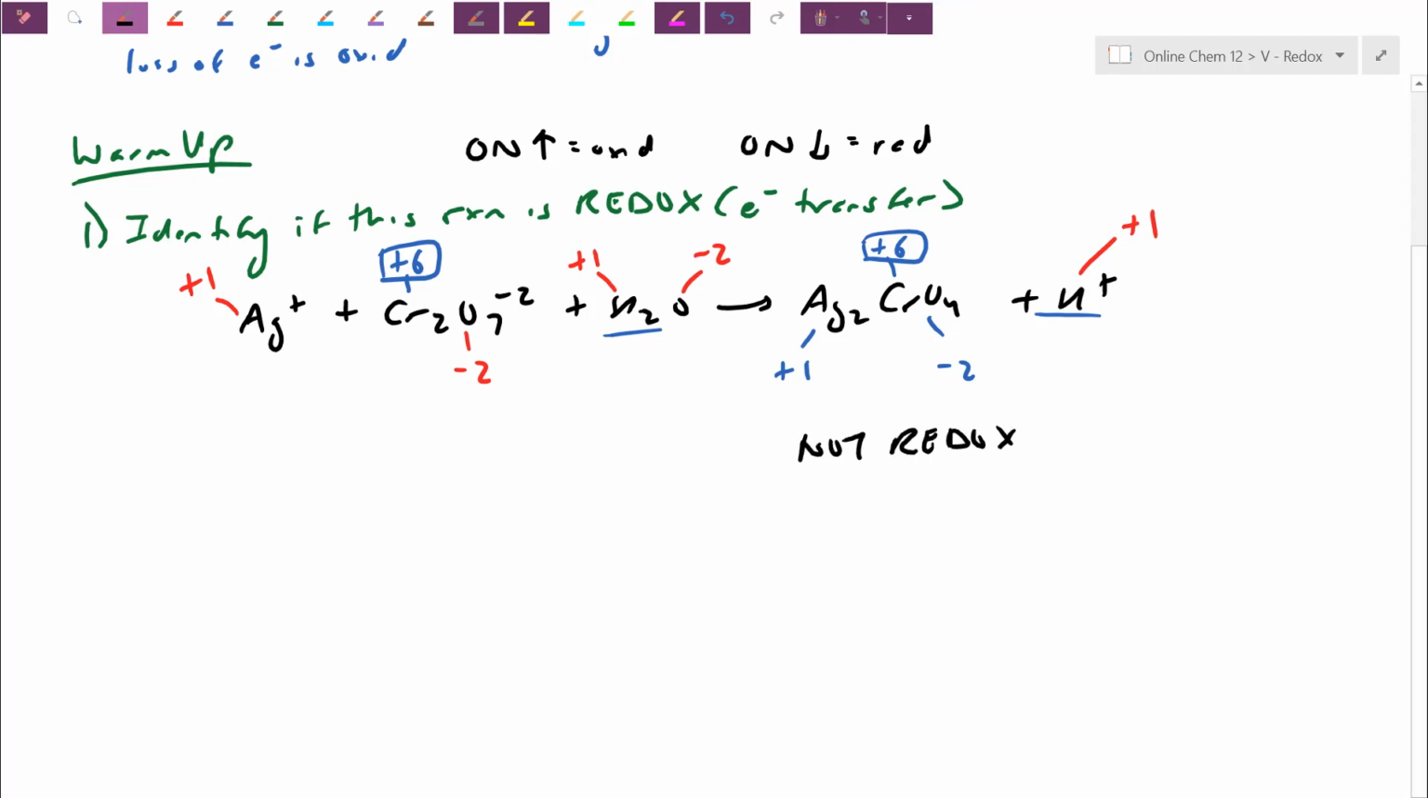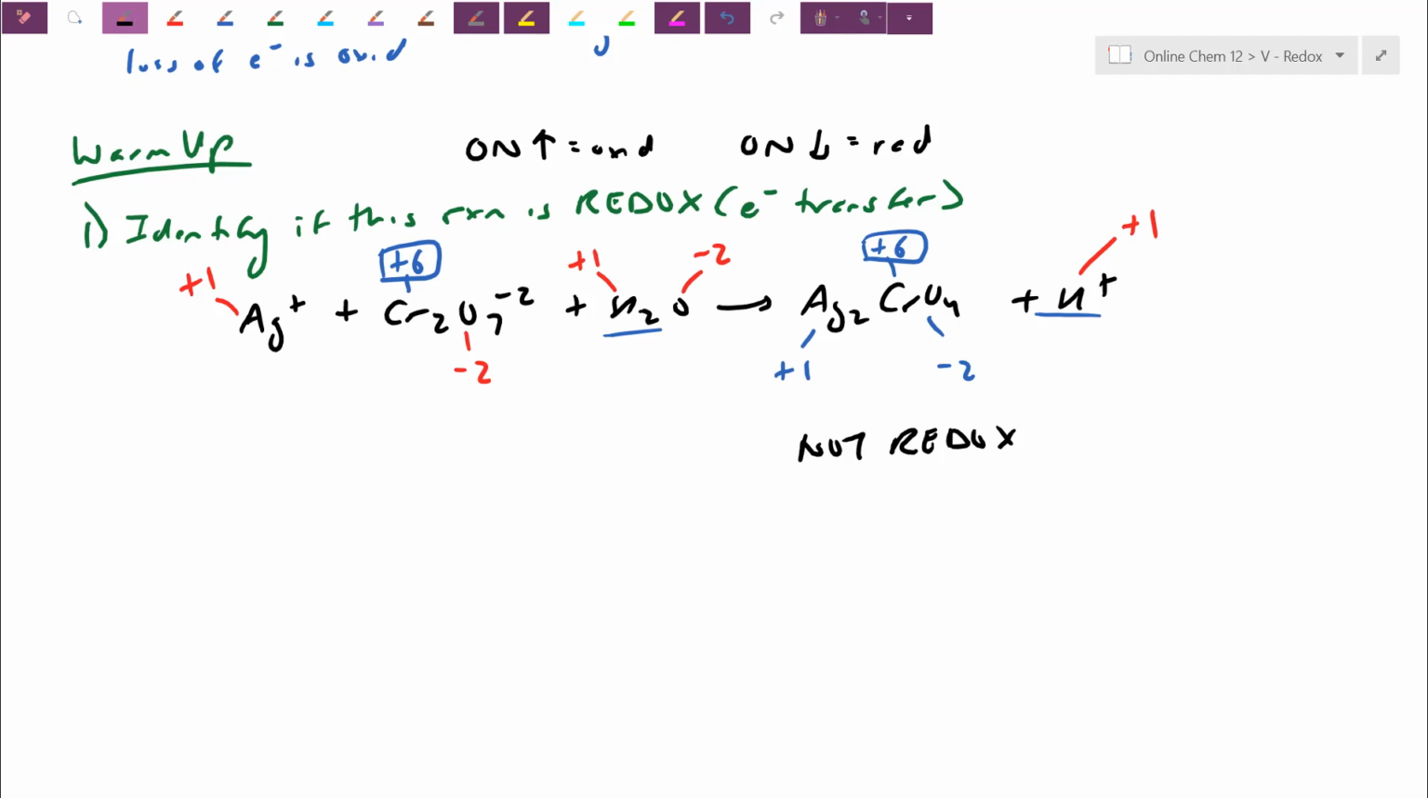Even though at first it sort of looked like the charges were changing, going from having a charge to not having a charge later on, once you work out those oxidation numbers, you realize no electrons have actually been passed. Okay, so I'm going to give you another example here, also trying to identify whether it's redox or not.